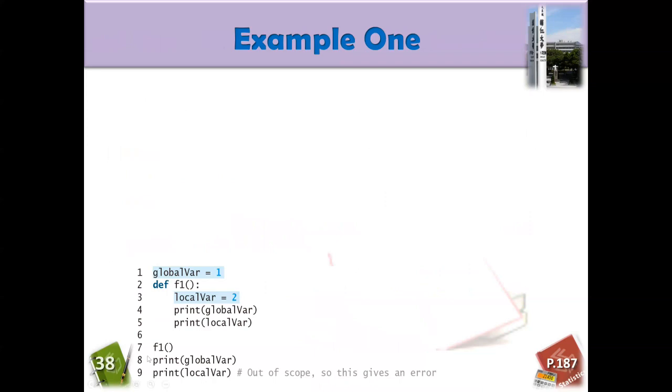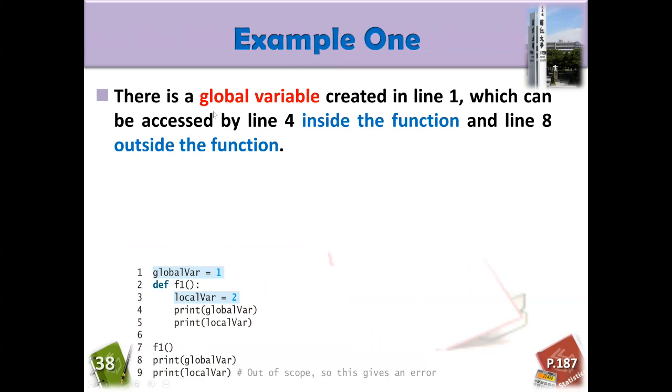So this is our example one. Okay, so there is a global variable created in line one. This is a global variable. It is a global variable not just because we named it global variable, but because it is outside the function. Because when we introduce the function, the variable has a life cycle. Here, the local variable is 2, right? And the global variable is 1.